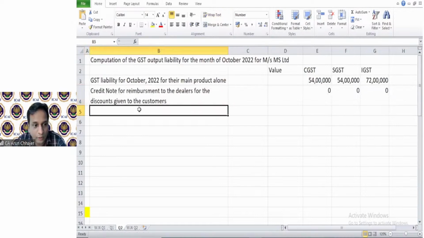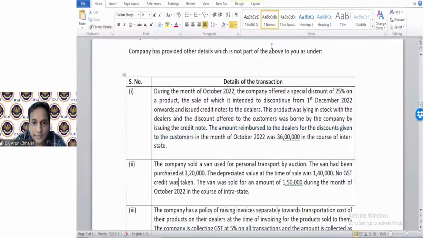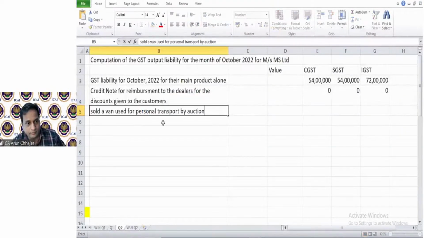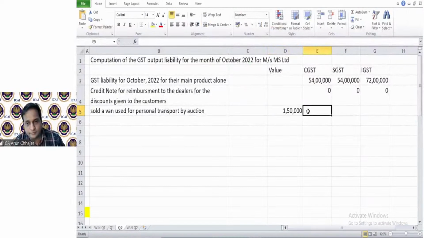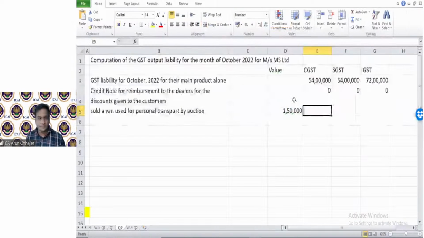Okay. Now, second point. The company has sale of motor vehicle. Okay. So now what is the value? The value is 1,50,000. Okay. What is the rate? The rate is 18 percent and it is interest.